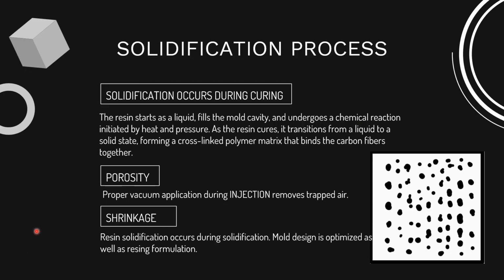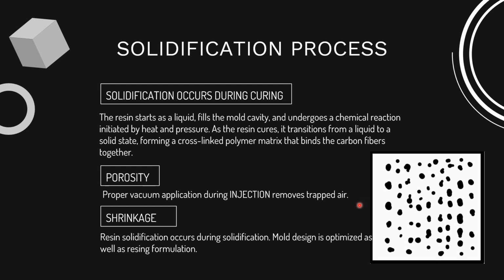Now talking about solidification, basically the resin will start as a liquid and will fill the cavity of the mold, in which it will start to react with the already pre-existing material. This chemical reaction needs to be in presence of heat and pressure. And then in the curing process, which is where solidification occurs, the transition from liquid to solid state will cause the formation of a polymer matrix, as you can see here, in which the black dots are the carbon fibers.